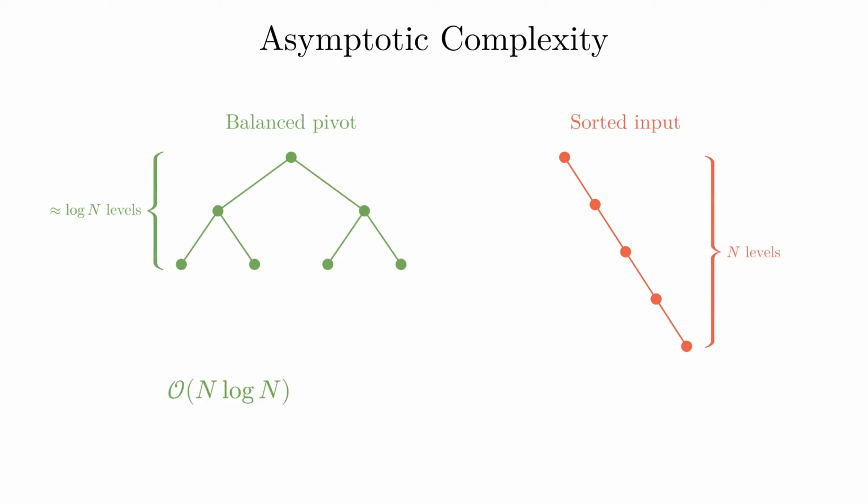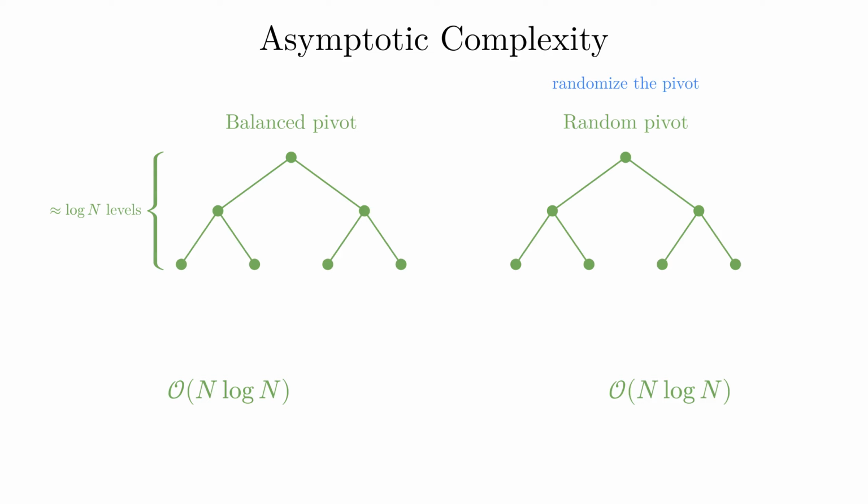With our last element pivot rule, sorted input repeatedly chooses the largest element. Each call removes only one item, so the tree degenerates into a chain n levels deep. That is n squared. A common remedy is to choose the pivot randomly. Persistently one-sided partitions become unlikely, regardless of the input's original order. Random pivots give expected n log n time on any fixed input, although the theoretical worst case remains n squared.